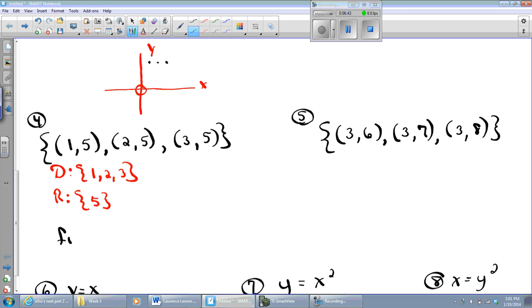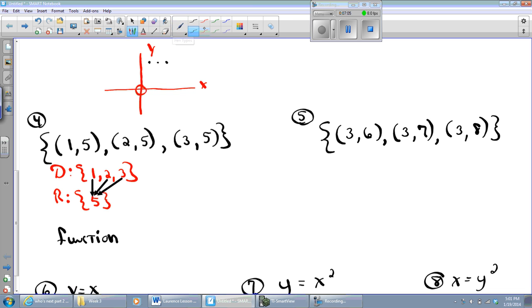This is a function. If you like the picture from the previous problem, you could always take your domain and range, kind of do this. 1's going to 5, 2's going to 5, and 3's going to 5. We don't have 1 going two different places. Okay, so this is definitely a function.